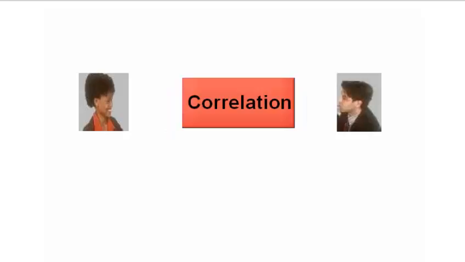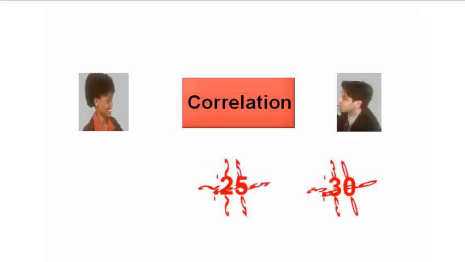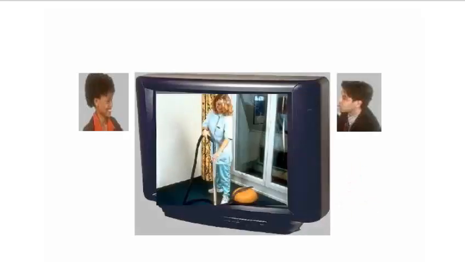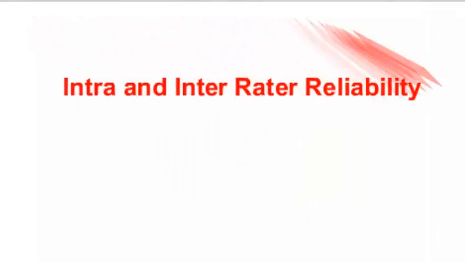Thus, a high correlation, such as 0.95, suggests high inter and intra-rater reliability, whereas if the correlation was a 0.25 or 0.30, then the correlation would be considered low and more rater training would be needed. So now you understand how to assess intra and inter-rater reliability.